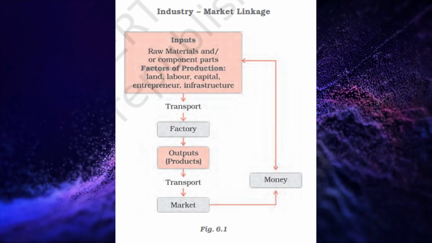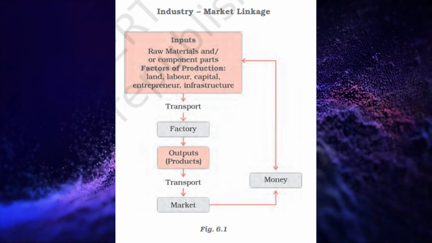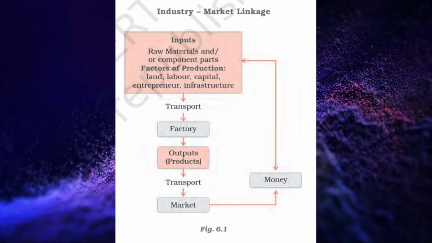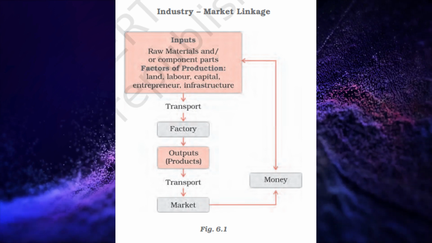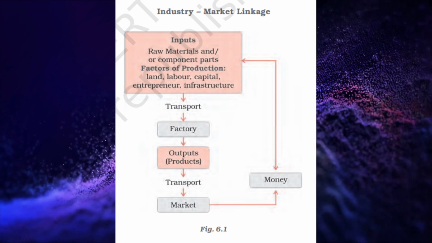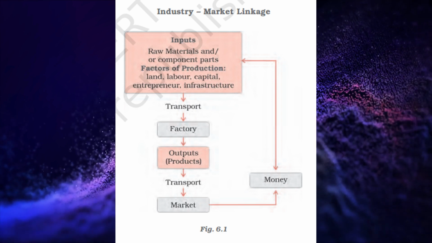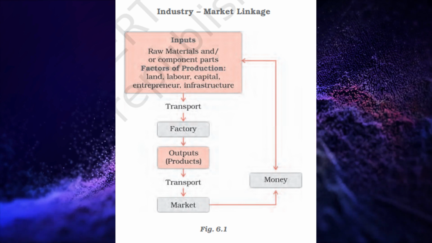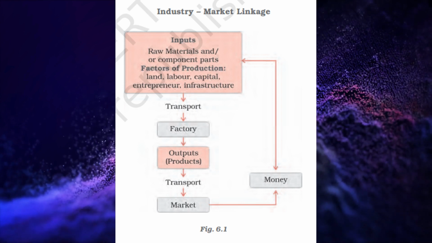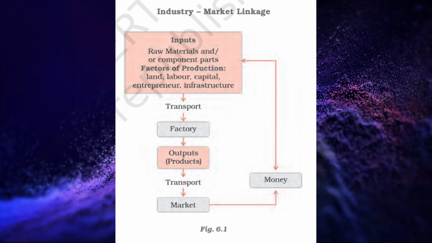Industry-market linkage. For everything, you require an input in the form of money. Money will buy you inputs like raw materials and other parts. Factors of production are paid through money. That is, land acquires rent, labor acquires a wage, capital acquires interest, and entrepreneurship acquires profit. But all are paid in the form of money.